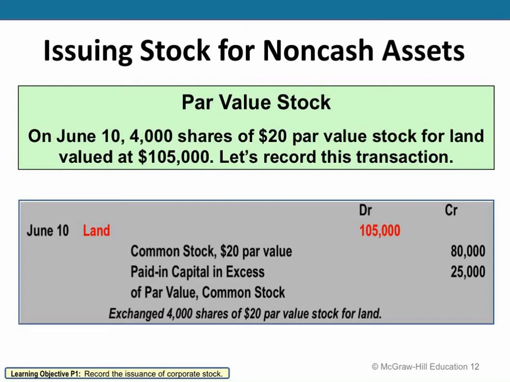So we had 105,000 that we brought into the firm as a debit. 80,000 is going to be the par value associated with the common stock. So the difference of 25,000 is going to be associated with common stock as paid-in capital in excess of that par value.